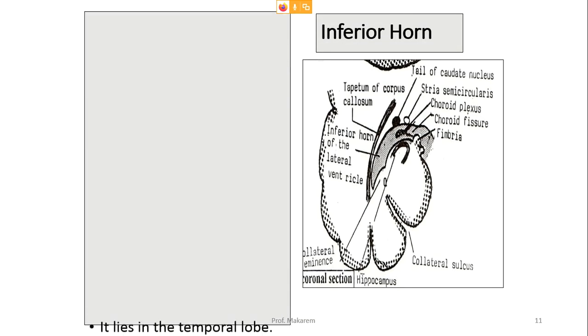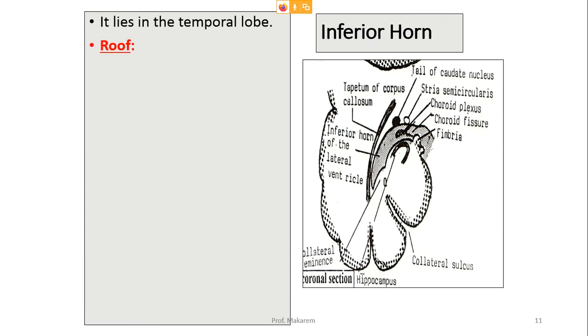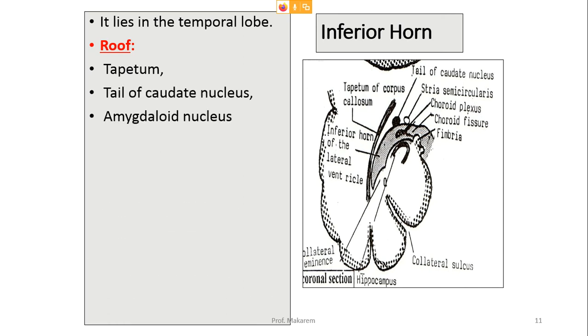Then coming to the inferior horn of the lateral ventricle, it is the longest of the three. It first extends backwards and laterally around the pulvinar end of the thalamus. Thereafter, it proceeds downward and forward within the temporal lobe, deep to and parallel with the superior temporal sulcus. The features of the inferior horn are: it has a roof.